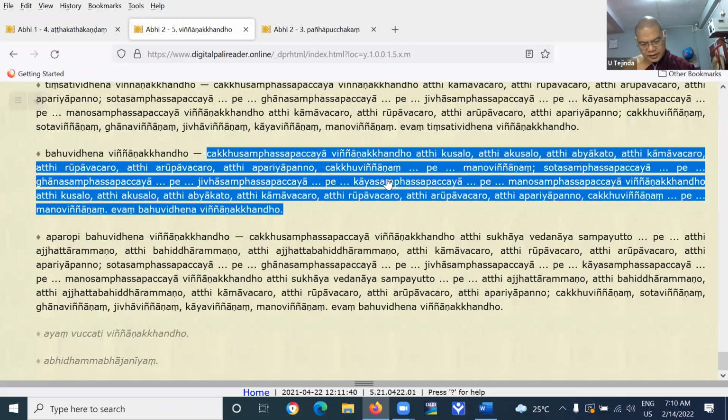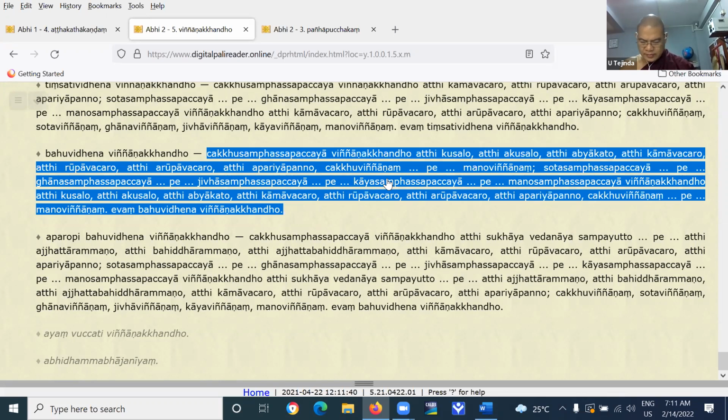So it's different from the other nama khanda. You see? The other nama khanda is sankhara khanda. If you look at sankhara khanda, we say Bahuvidhena Sankhara Khando: Chakkhu Samphassa Paccaya Sankhara Khando, atthi kusala, atthi akusala, atthi abyakata, atthi kamavacara, atthi rupavacara, atthi arupavacara, atthi apariyapanno. Then we come to Sota Samphassa Paccaya, Ghana, Jivha, Kaya, Mano Samphassa Paccaya. The last one, Chakkhu Samphassajja, that is the last one.